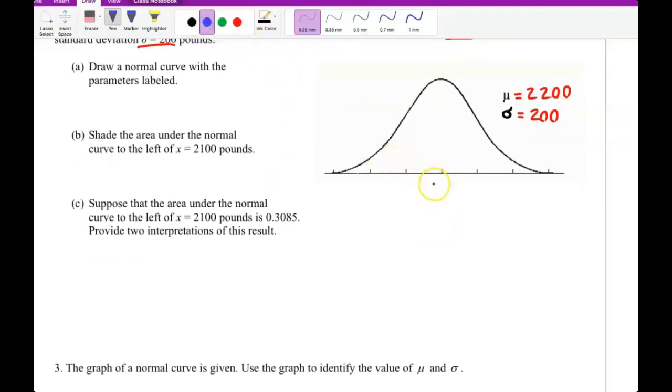Okay, as I said, in between we have the mean. Here is mean plus 1 standard deviation, on the other side mean minus 1 standard deviation. Then mean plus 2 times standard deviation, mean minus 2 times standard deviation. And here is mean minus 3 times standard deviation, and on the right side mean plus 3 standard deviations.